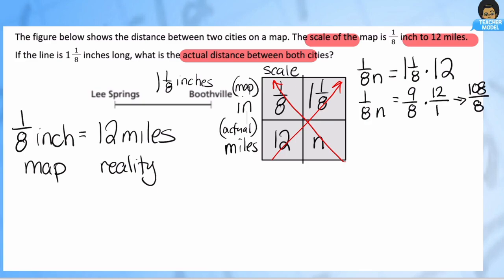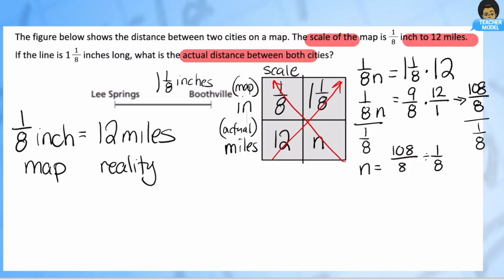I'm not going to change it to a mixed number right now because you can see I'm going to have to do another step with our fraction. I'm going to have to divide by 1/8. So I'm going to again give myself some more room. Now I have n is equal to 108 over 8, and I'm going to divide it by 1/8. So let's rewrite this. Okay, we know it's a division problem. So we're going to divide by 1/8, or we're going to just multiply by the reciprocal.